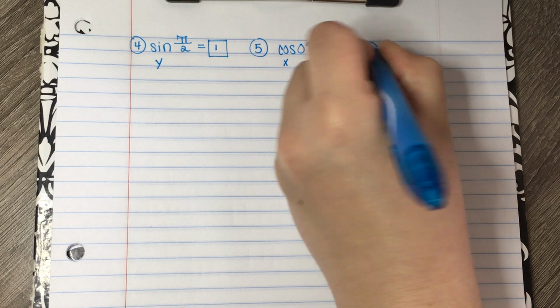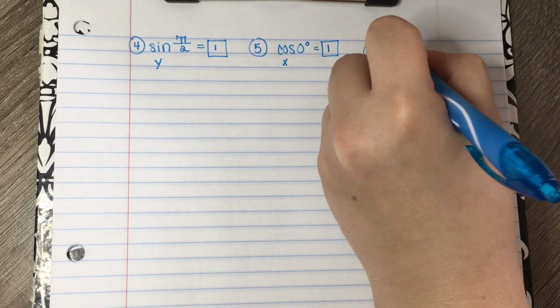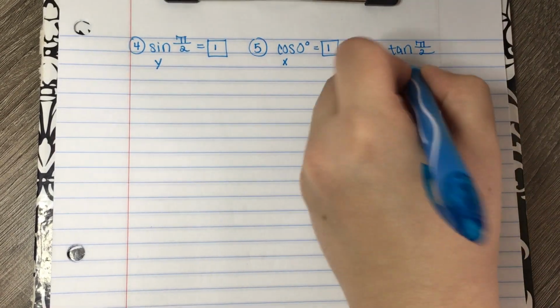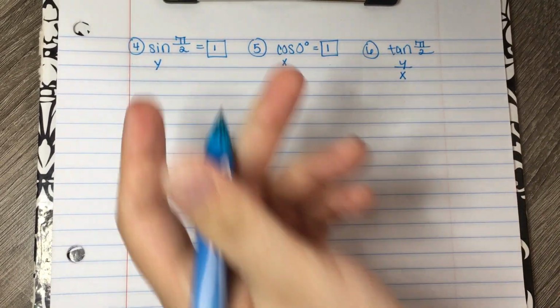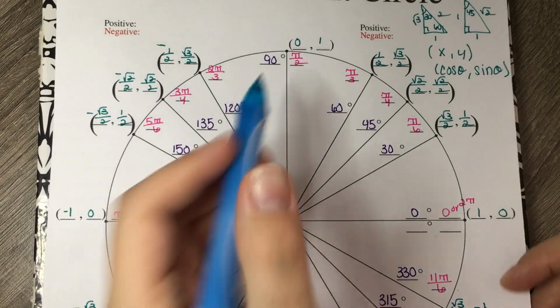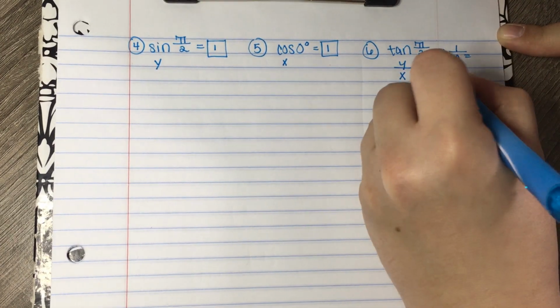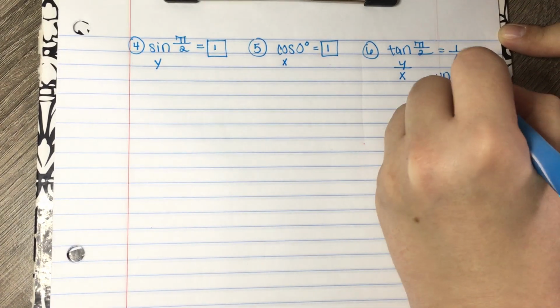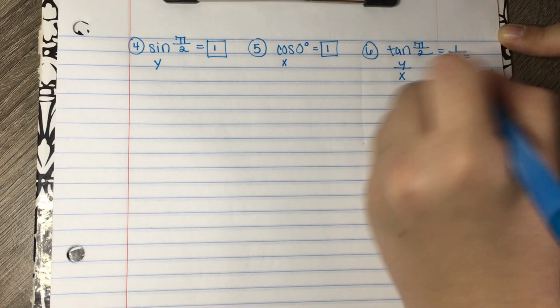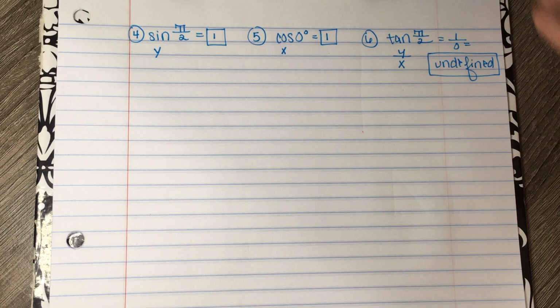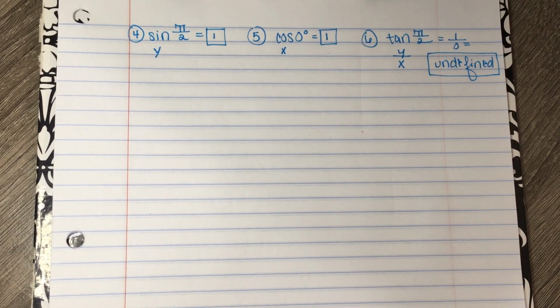Number 6, we're going to take a look and we'll do tangent of pi over 2. All right, tangent is y over x. Pi over 2 is 90 degrees. My y-coordinate is 1 and my x-coordinate is 0. So we have 1 over 0, and you can't divide by 0. So here at tangent of 90 degrees or pi over 2, that answer is undefined. The function does not exist at that point, 90 degrees and pi over 2.